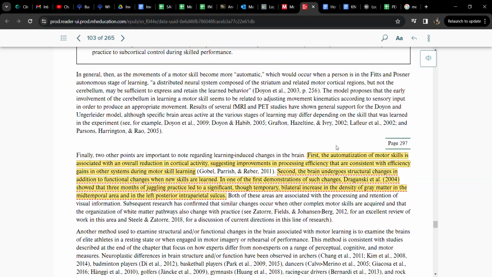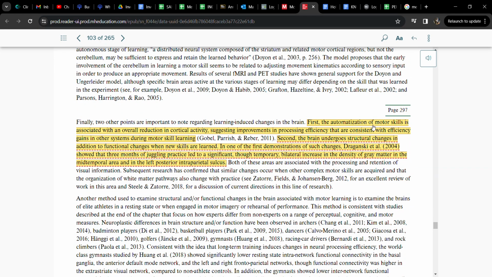One thing we see is some automatization of motor skills associated with an overall reduction in cortical activity. So we see less activity in the brain because someone has become more automatic at that skill. The second part is that the brain undergoes structural changes in addition to functional changes when new skills are learned. Draganski et al. showed that 3 months of juggling practice led to a significant, though temporary, bilateral increase of the density of gray matter in the mid-temporal area and the left posterior intraparietal sulcus.